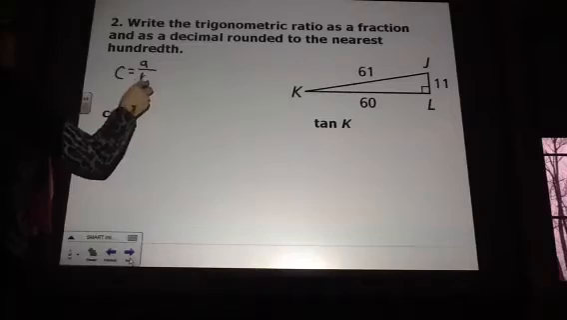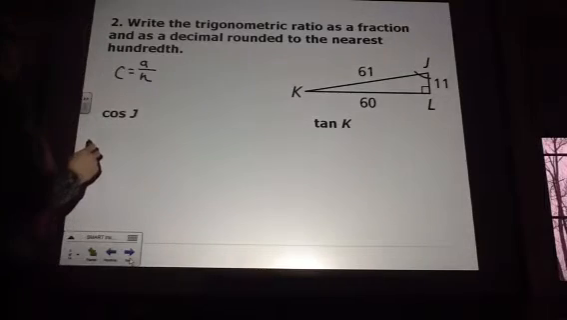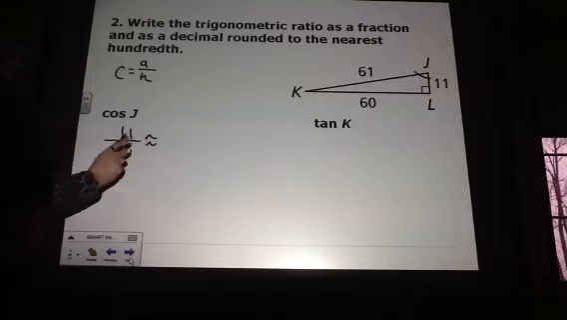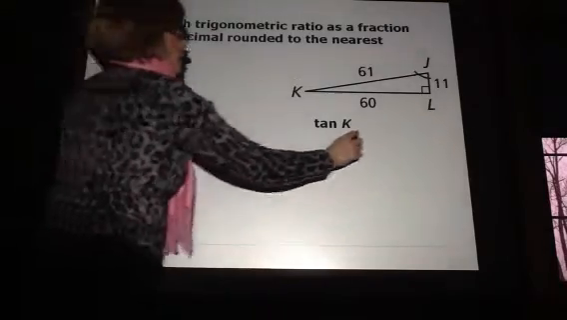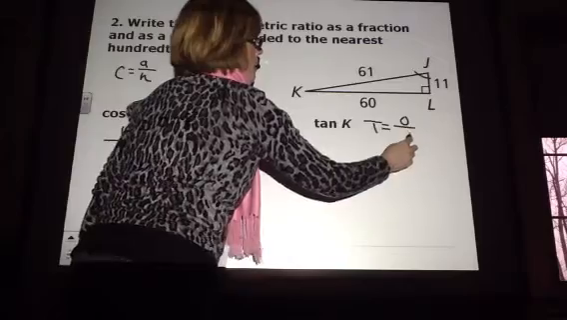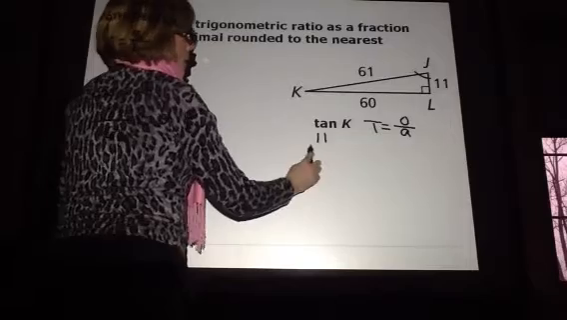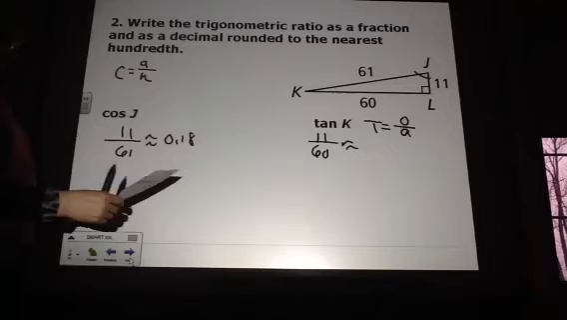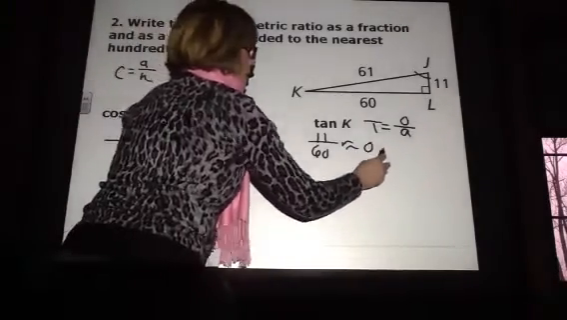Cosine is adjacent over hypotenuse. Okay? So cosine of J right here, adjacent is 11, hypotenuse is 61. So when you divide that out and simplify, you get approximately 0.18. Tangent is opposite over adjacent. So tangent of K, opposite is 11, adjacent is 60. And when you simplify that out, you get approximately the same thing, 0.18.